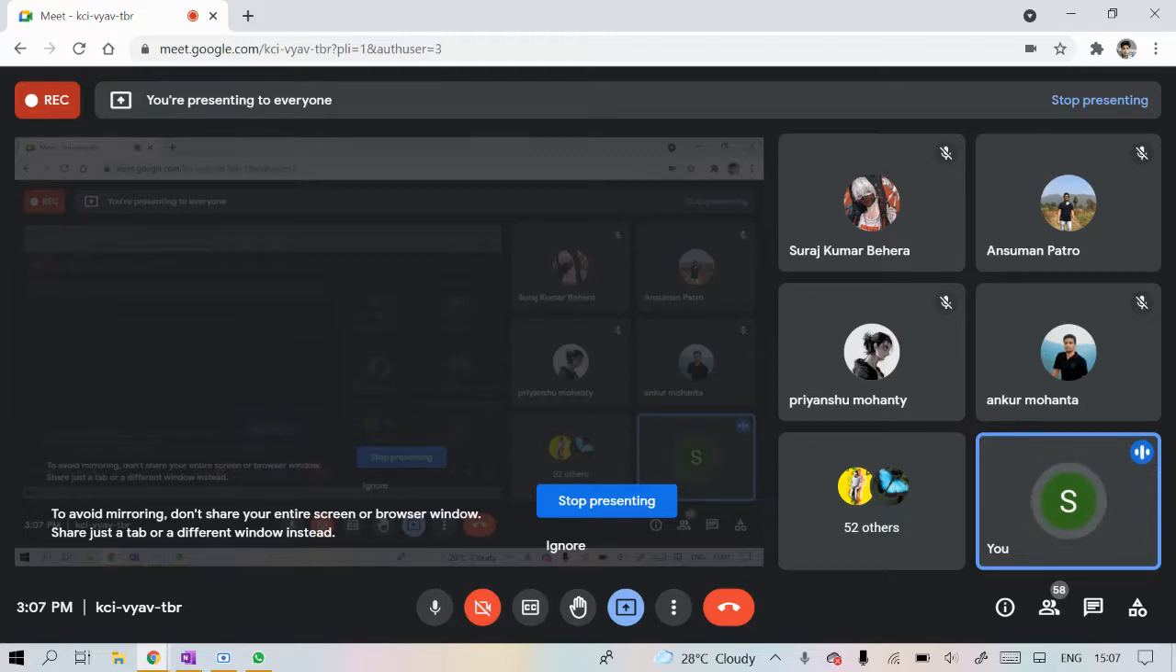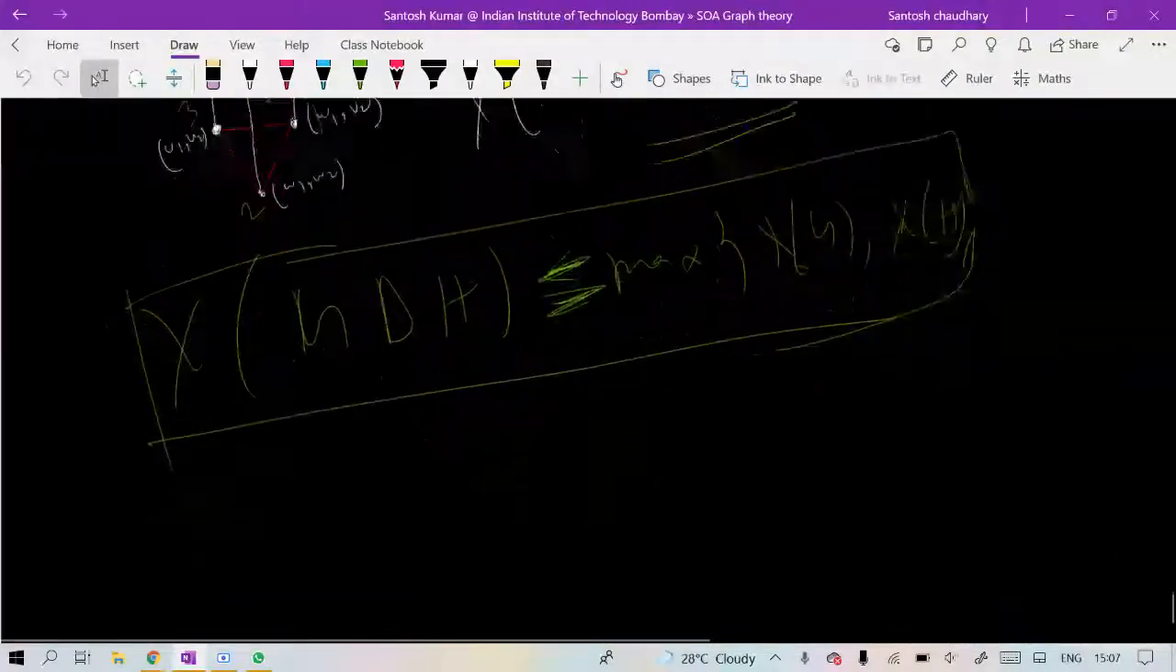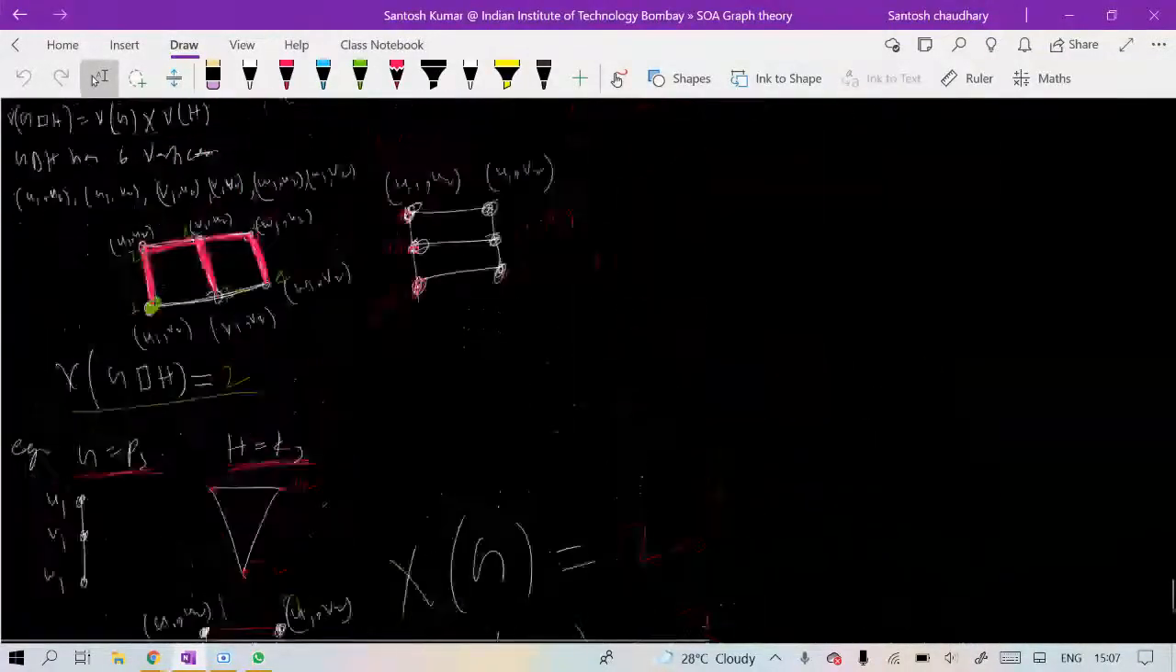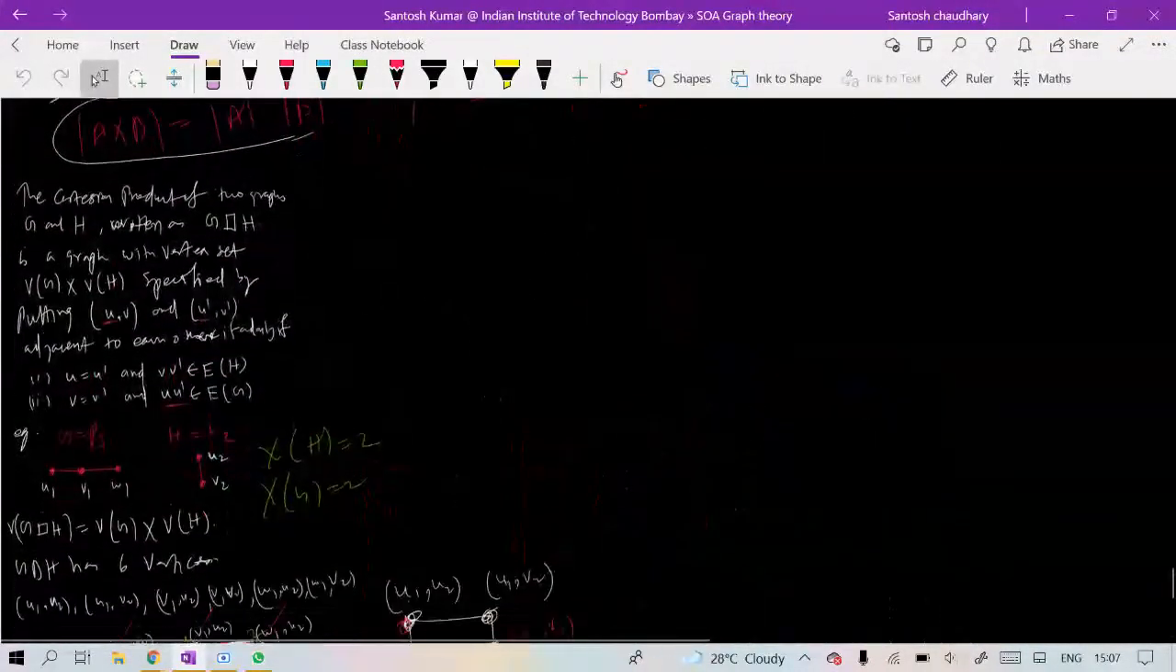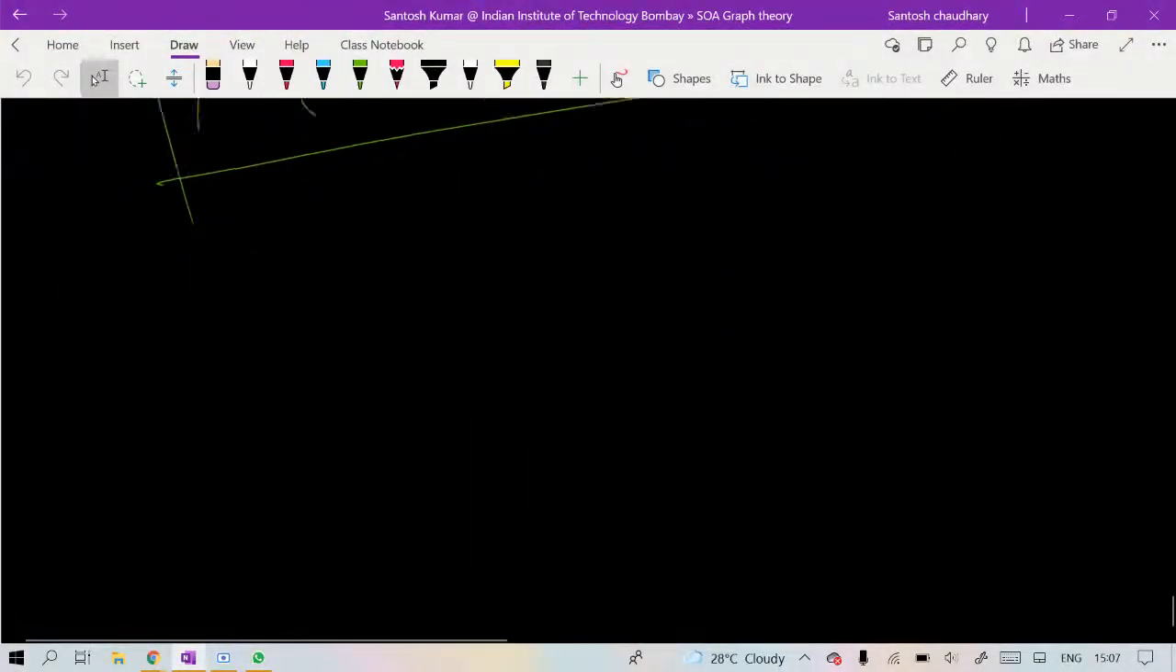Okay, so let's continue. In the last class, we have done till that. This was a Cartesian product of two graphs. If anyone has any doubt, you can ask. Okay, so let's continue from here.